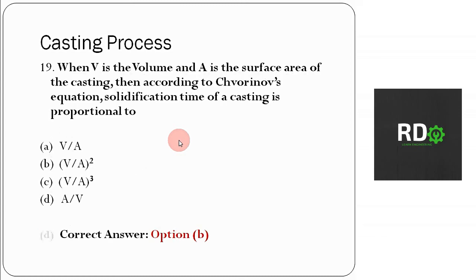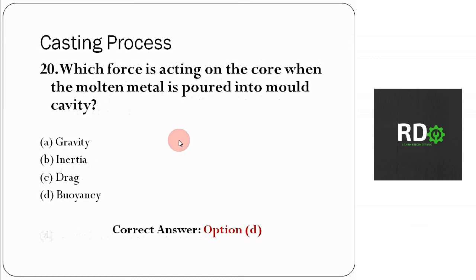Okay, in this question they are asking, if V is the volume and A is the surface area, according to Chvorinov's equation, your solidification time Ts is directly proportional to (V/A) whole squared. If you remove the proportionality sign, it will be T = γ(V/A)², where γ is the solidification constant. So option B is the right answer, (V/A) whole squared. V is the volume, A is the surface area.